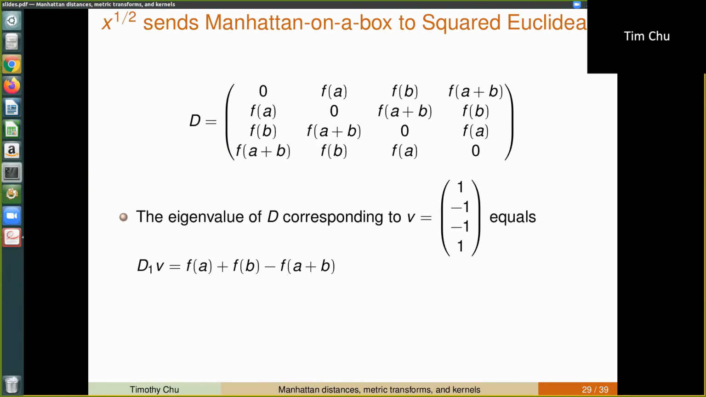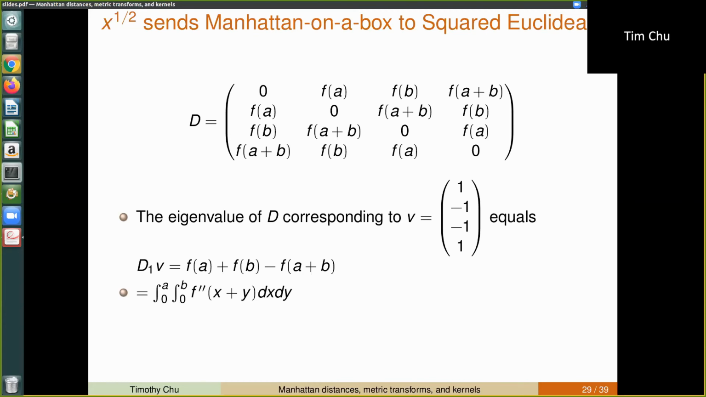Now I'm going to do this computation again for a slightly more interesting row of the Hadamard matrix, which is the (1, -1, -1, 1) row. Turns out, just by computation, the eigenvalue is equal to f of a plus f of b minus f of a plus b. And that's equal to the double integral of f double derivative of x plus y. And if you look at what this integral is, it's basically the integral of the double derivative over the a by b rectangle. And why is this always going to be negative?